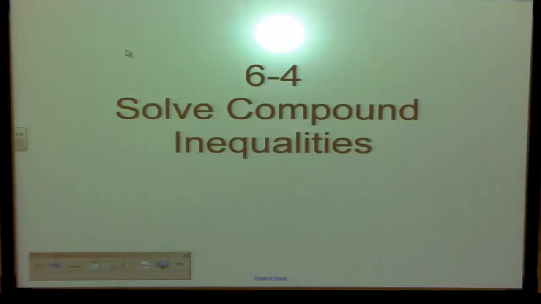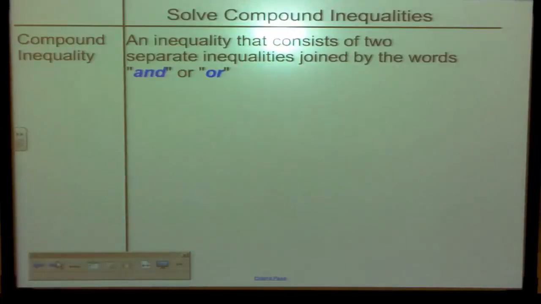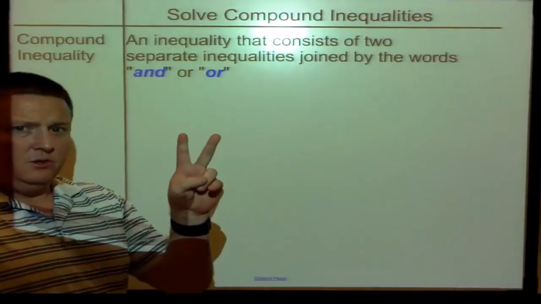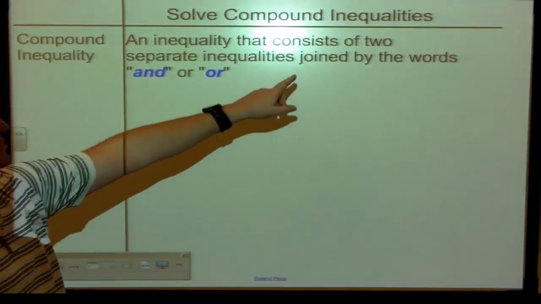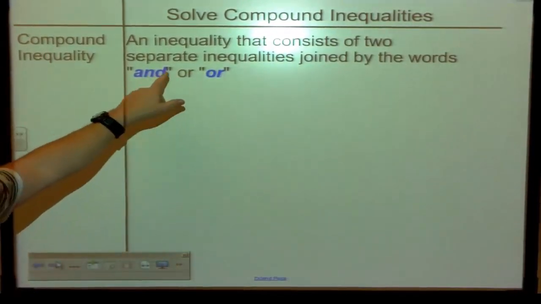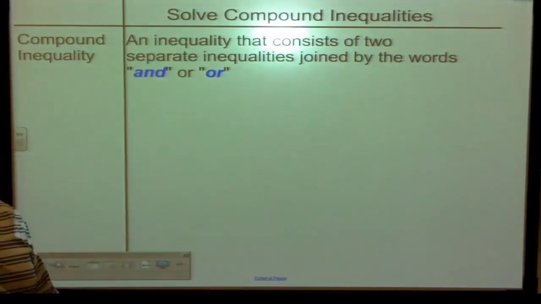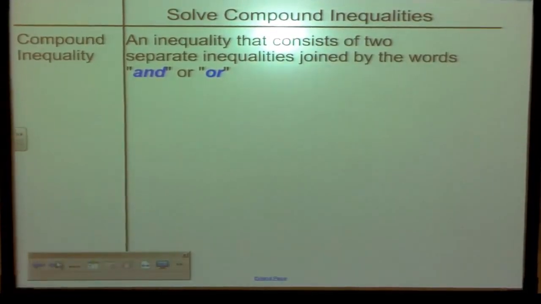This is a video for solving compound inequality. A compound inequality, first of all, is an inequality that consists of two separate inequalities, but they're joined by the word and or the word or, kind of like a union or an intersection on sets.